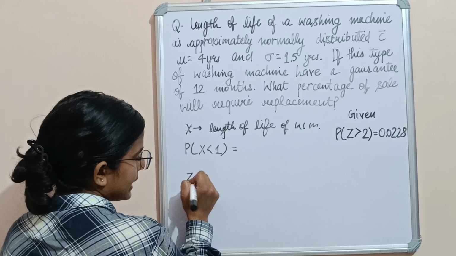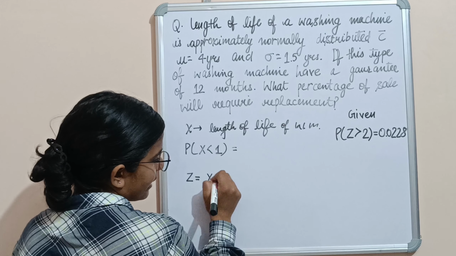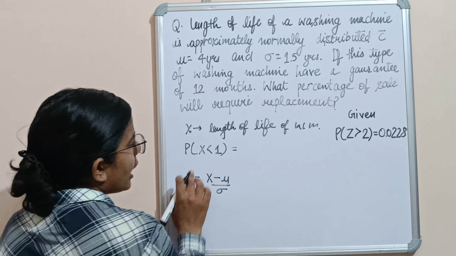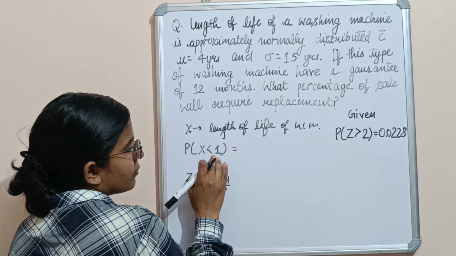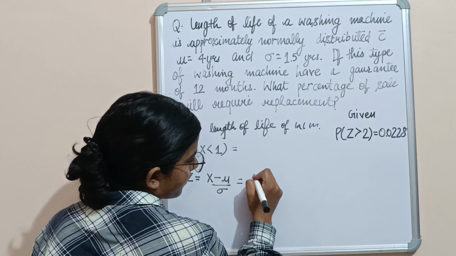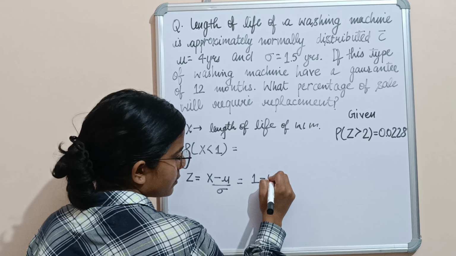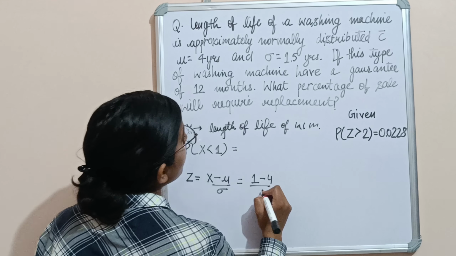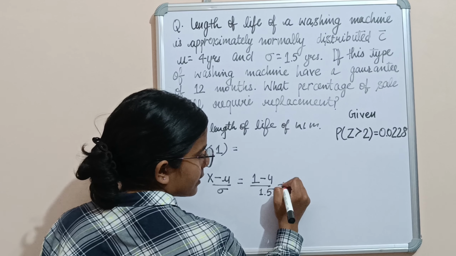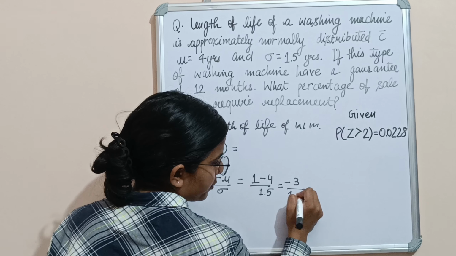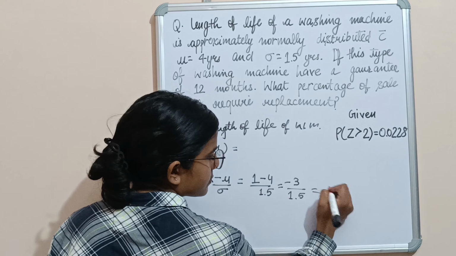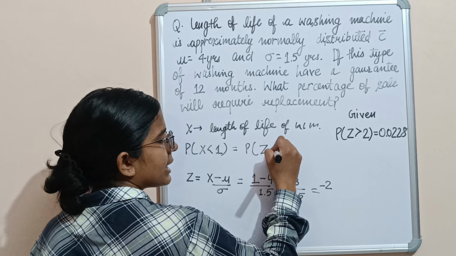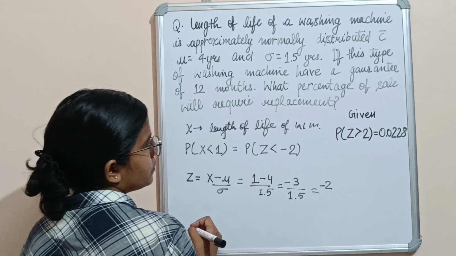First of all, we know that z is the standard normal variate and it equals x minus mu divided by sigma. Now our z corresponding to the x value of 1 will be 1 minus mu, where mu equals 4 and sigma equals 1.5. So this will be minus 3 divided by 1.5, that is minus 2. So we have to find probability of z less than minus 2.